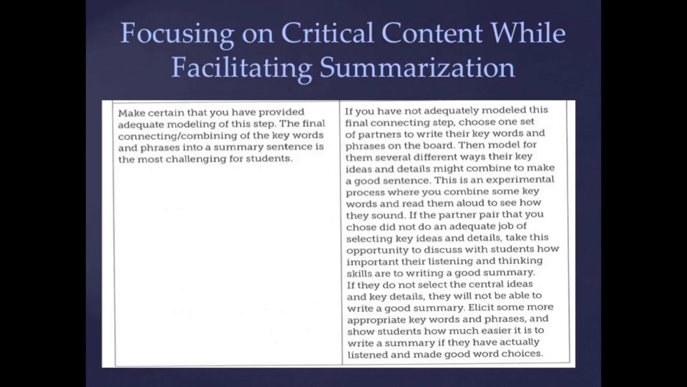If students are still struggling, you could pick a group to come to the board and write down their keywords and phrases, and then model for the class the process that you would go through to think through the critical content to create a summary sentence. If the group you chose did not do an adequate job of selecting keywords and details, take this opportunity to discuss with students how important their listening and thinking skills are to writing a good summary sentence. If they do not select the critical ideas and key details, they will not be able to write a good summary sentence. If you find yourself in this situation, you could then ask for additional ideas from the class and explain to students that it's really important to get that critical content during the lesson in order to write a good summary sentence.